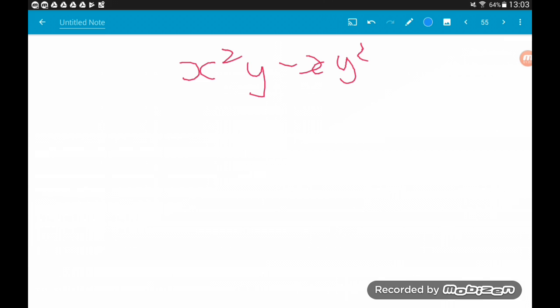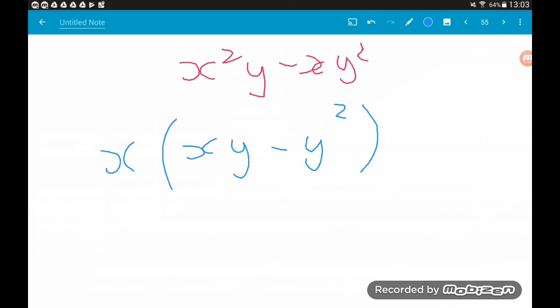So we could write this as x times (xy minus y squared). So that is factorised, it's just not fully factorised. Now inside of the bracket we've still got a common factor of y.